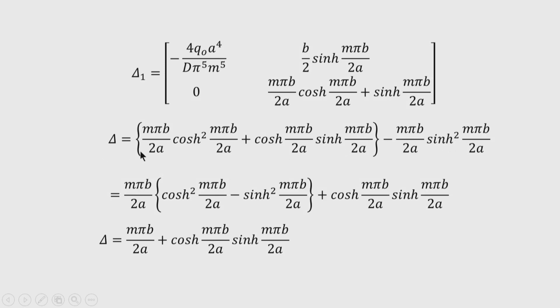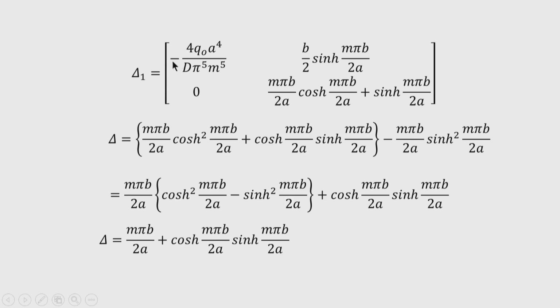Then one interesting thing you can see is that these two functions can be combined, because you know the relation cos hyperbolic m pi b by 2a squared minus sin hyperbolic m pi b by 2a squared is 1. So, therefore, we have combined this term and this term, and the other term is as this. So, this is the delta.